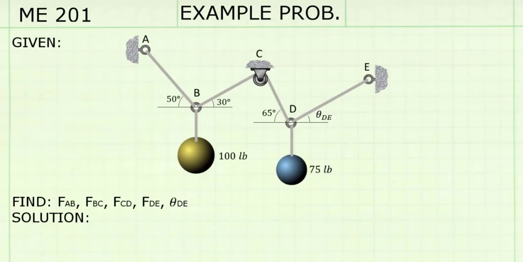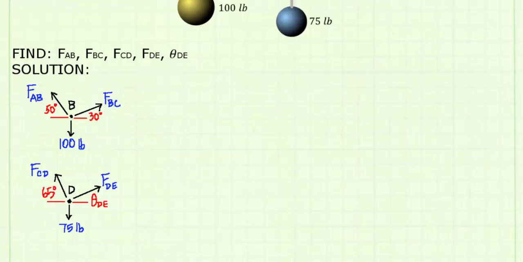I have set up my engineering paper with the given and find information. The first step is to draw the free body diagram. In fact, in this problem, we'll have two free body diagrams. We can draw one at point B and one at point D. Okay, I've got my two free body diagrams, one for point B and one for point D. In each diagram, I have shown all the forces, both known and unknown, and the directions, also known and unknown.